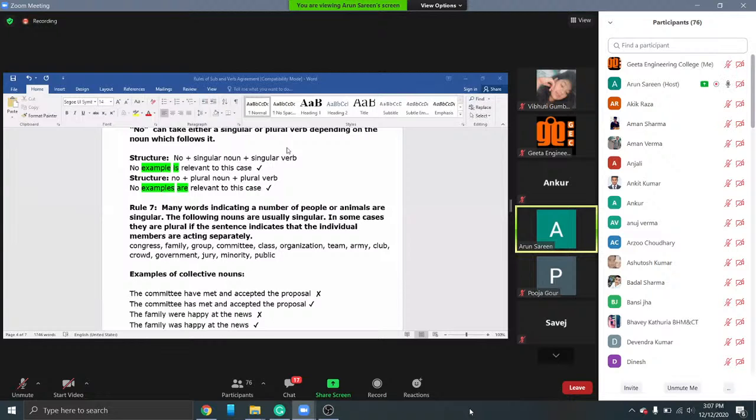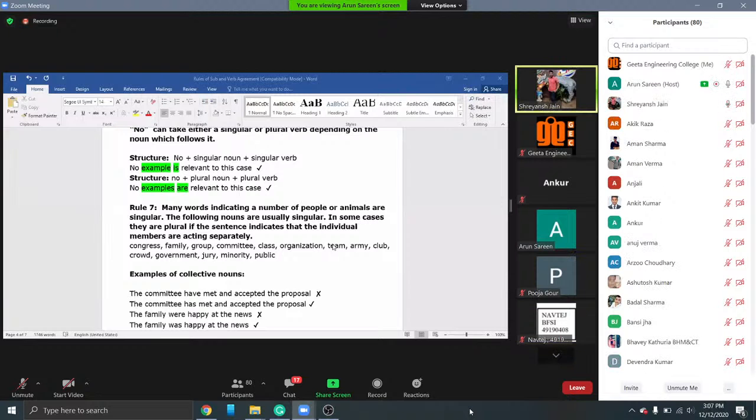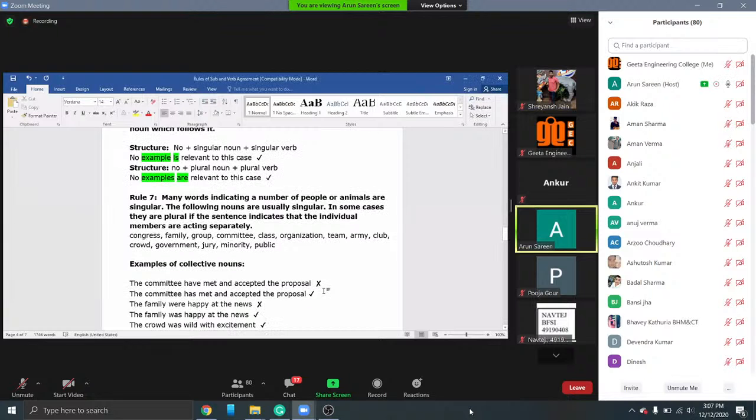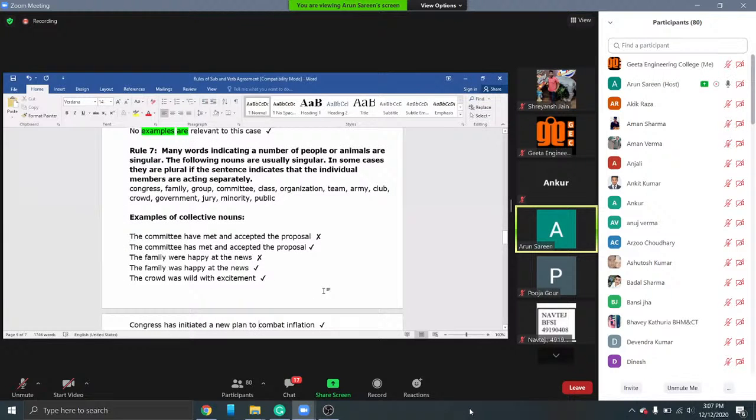What is the first one? The committee have met and accepted the proposal. So here, use of have is wrong. That's why a cross mark has been put here. Okay. So it should be has, because we are assuming committee to be singular, although it consists of many people.